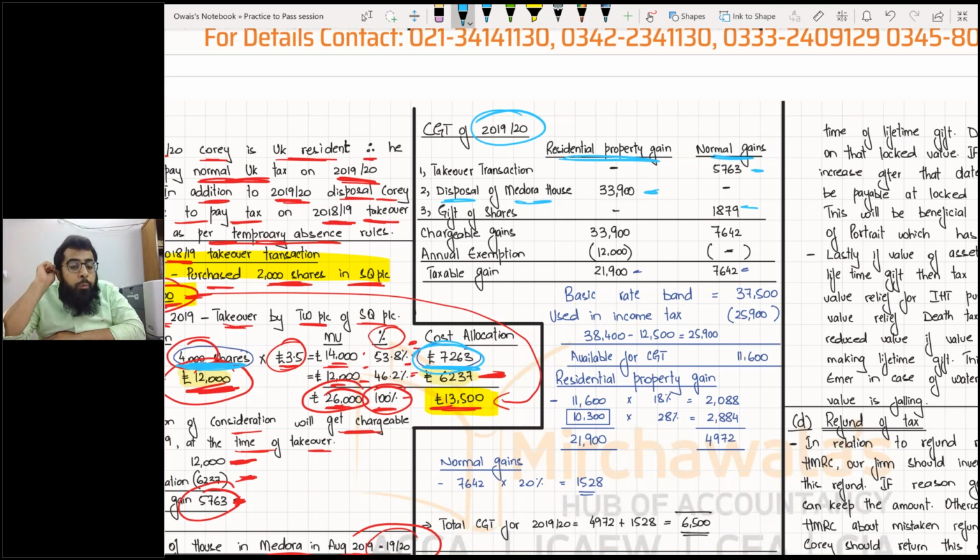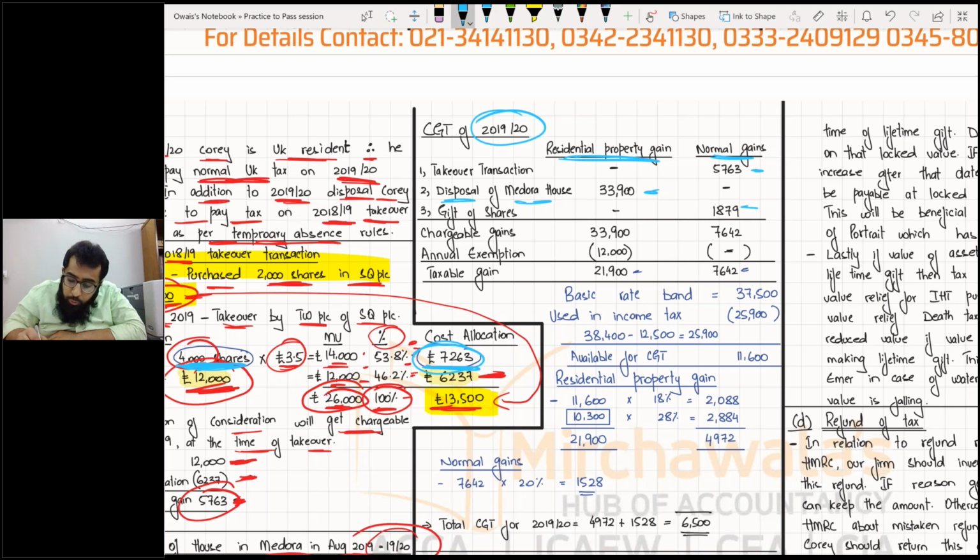One student has asked, sir, do we get PPR relief on foreign properties? Yes, we do get PPR on foreign residential properties also, but only if you have lived there, if there is a residence period.